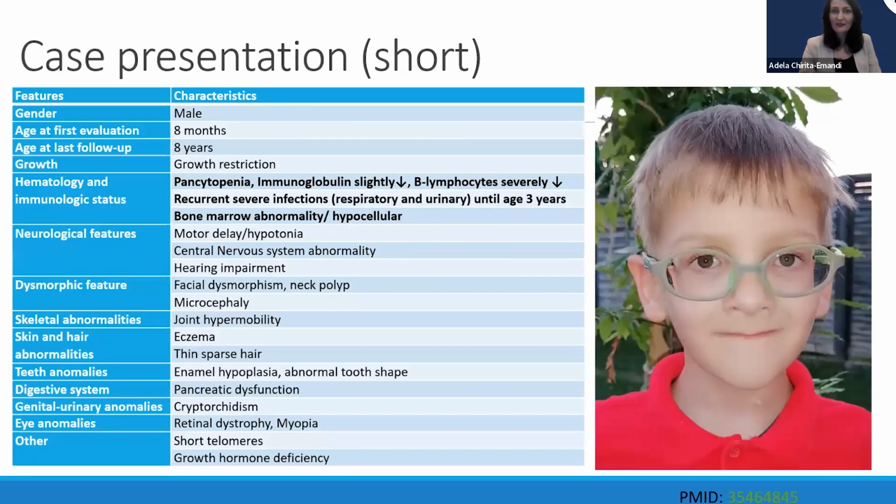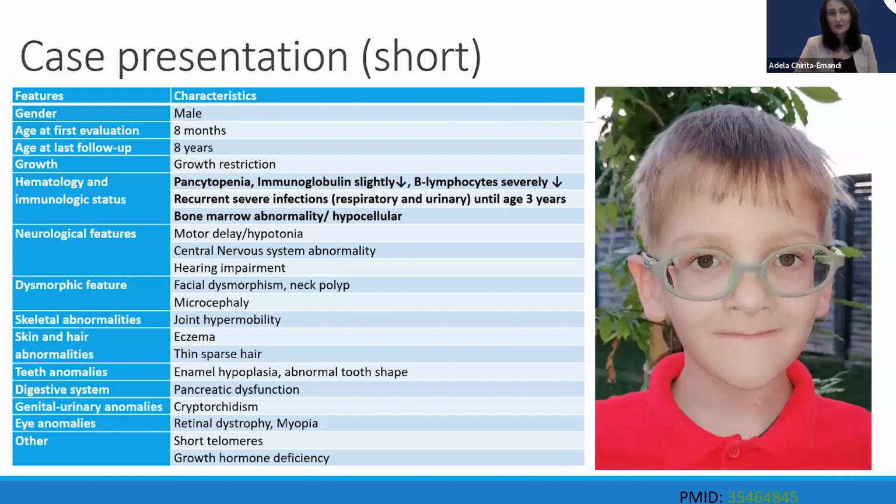I'll briefly give an example. This is a boy, 8 years old now, where we really struggled for a diagnosis and to understand his disease ever since infancy, because he had recurrent severe infections, both respiratory and urinary. And he was in an intensive care unit. He had pancytopenia, slightly low immunoglobulin levels, very low B lymphocytes. He had a bone marrow abnormality that was hypocellular.